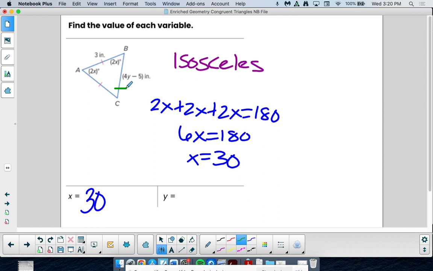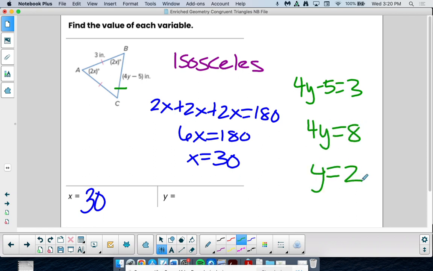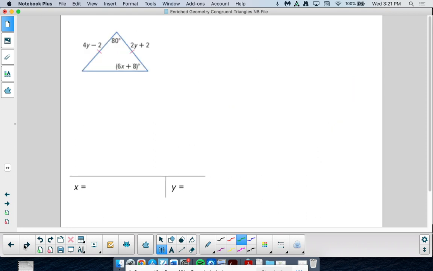So to find y, we just have to simply set 4y minus 5 equal to 3. It's pretty easy to solve. Divide out. You get 2. Beautiful. All right. Again, challenge you to try the next one on your own. However, I'm going to get rocking on it right away. So again, if we look here, we have 2 legs the same. So this is another isosceles triangle.